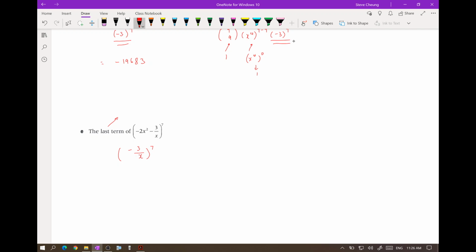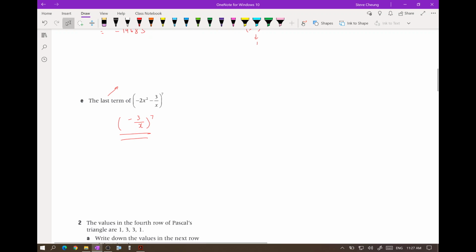Or you can go the long way around and deduce that r is 6, plug it into the formula, but then you're going to get a bunch of ones in the front, and you are going to be left with this term once again. Now to read this, technically, this is the same as negative 1, all raised to the power of 7, times 3 to the power of 7 divided by x to the power of 7.